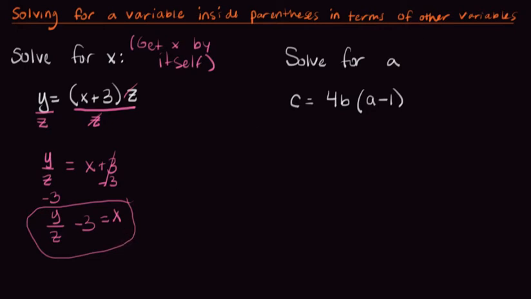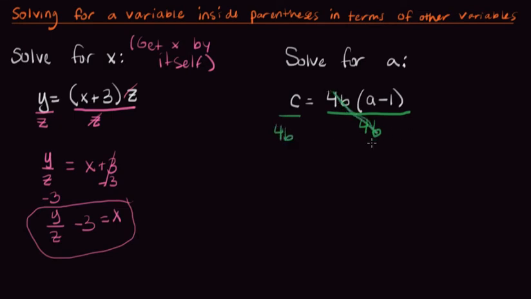Okay, so let's try a different problem like that. This one says solve for a. C equals 4b times the quantity a minus 1. So again, we want to undo stuff so we can get a by itself. So in this case, 4b is multiplied by a minus 1. So we want to get rid of 4b, so we've got to divide by 4b. So divide both sides by 4b.